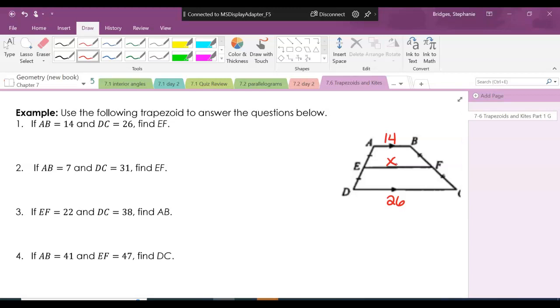All right, we ready? Everybody ready to set up an equation? All right, 2 times, what is my mid-segment in that picture? What do I have my mid-segment labeled as? X equals, what is my top base? 14 plus my bottom base, which is 26.